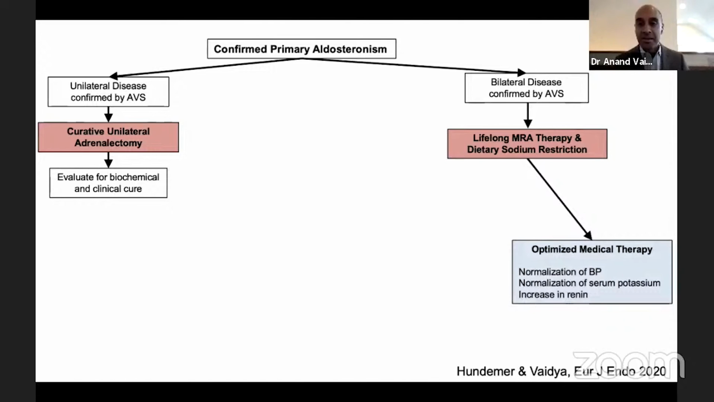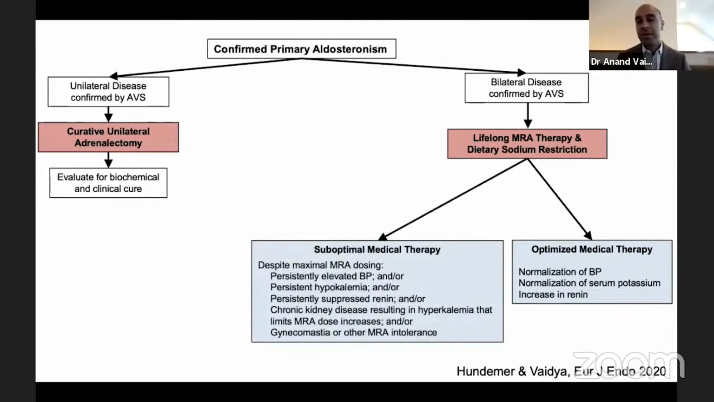And optimal medical therapy is normalization of blood pressure, normalization of serum potassium without the use of supplemental potassium, and some increase in renin to give you confidence that you've adequately blocked the mineralocorticoid receptor. So patients need to be followed on this treatment. What is suboptimal medical therapy? Suboptimal medical therapy means you've treated the patient with the mineralocorticoid receptor antagonist, you've increased the dose as high as you can, but blood pressure remains high. Potassium remains low, or they need supplemental potassium. Renin remains suppressed, or because the patient has chronic kidney disease, you keep running into hyperkalemia that prevents an up titration of the dose, or the patient has side effects, gynecomastia or other intolerance.